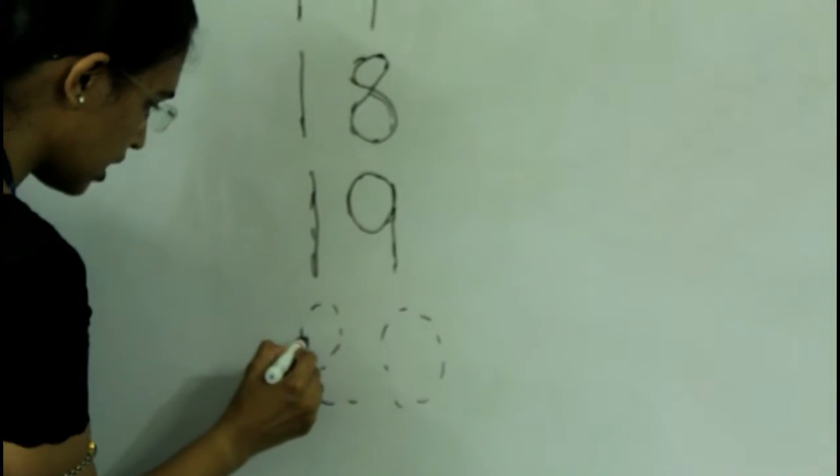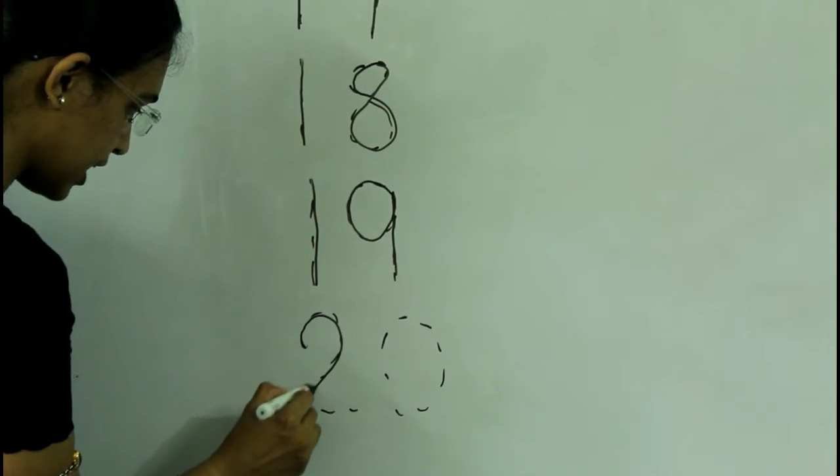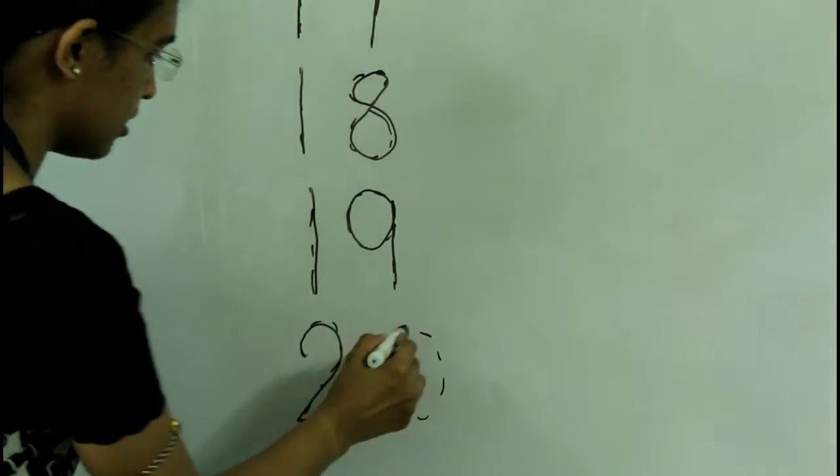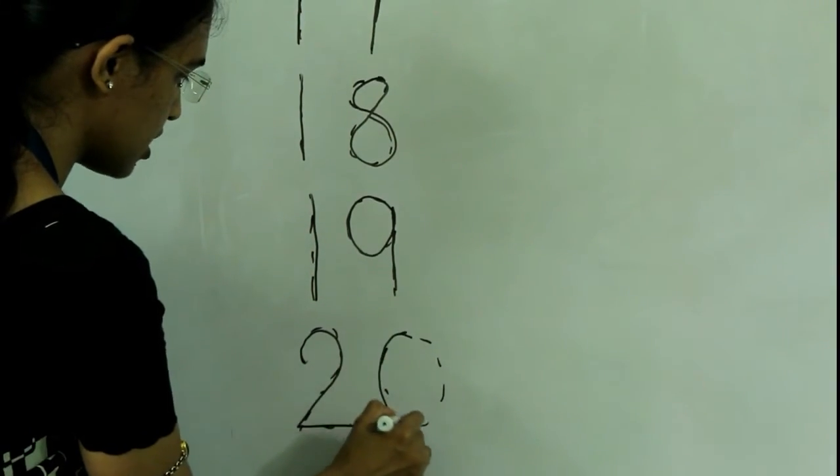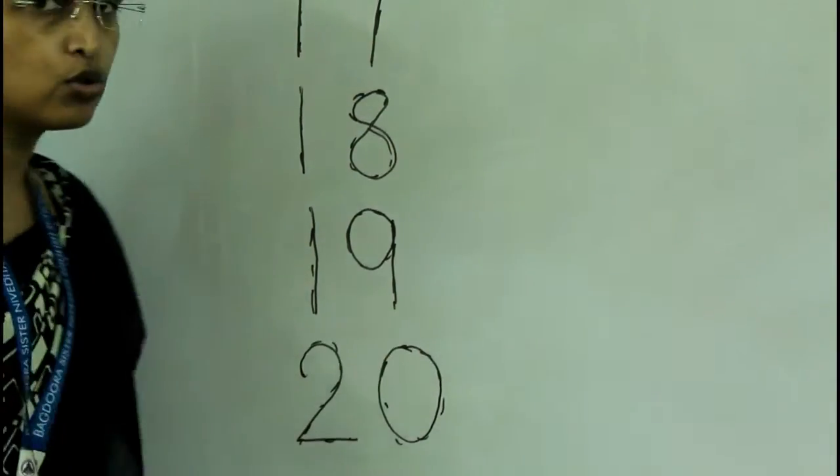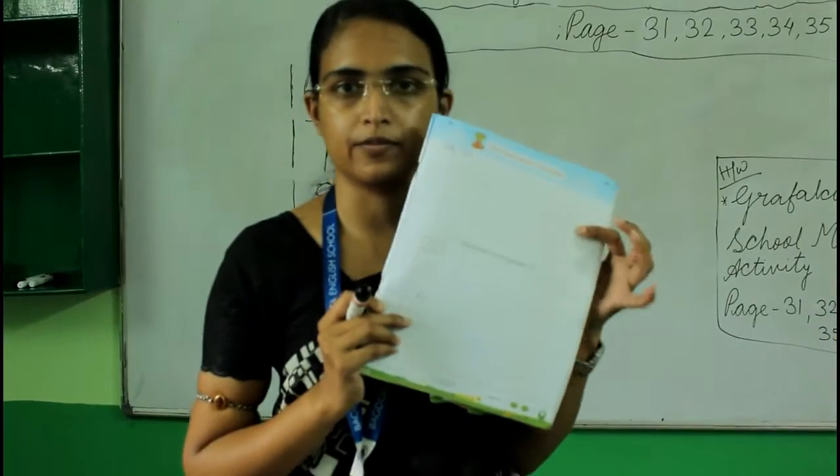Now look at the board, how you will trace the number 20. Like this. Curved line like this, and a slipping line. This is 2, and this is 0. 2, 0, 20. So this page is also your homework.